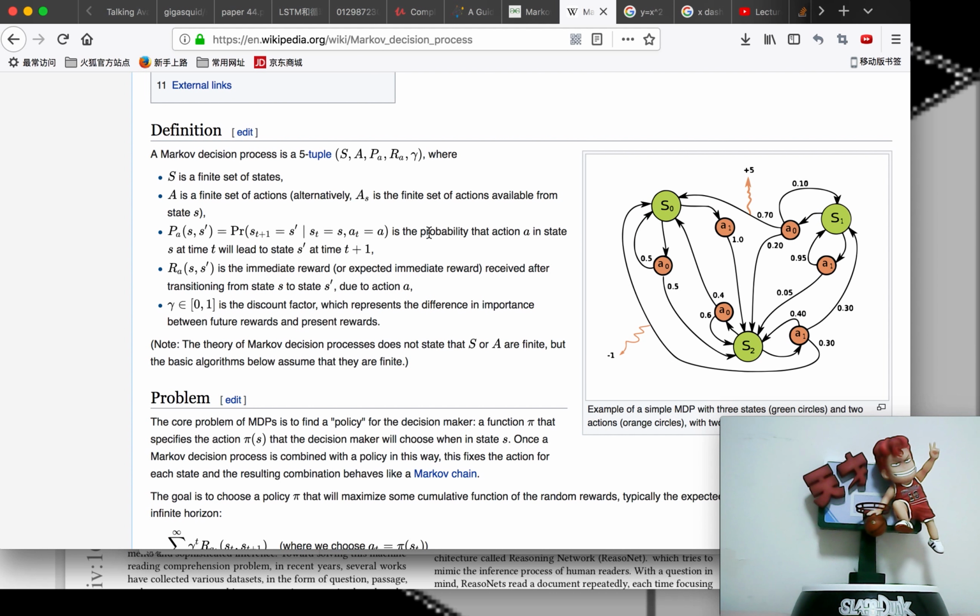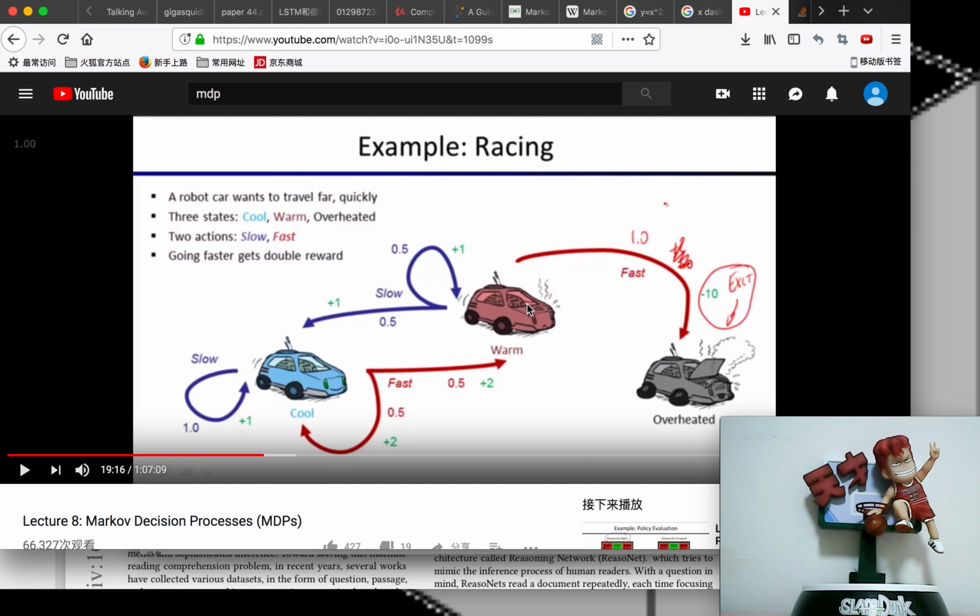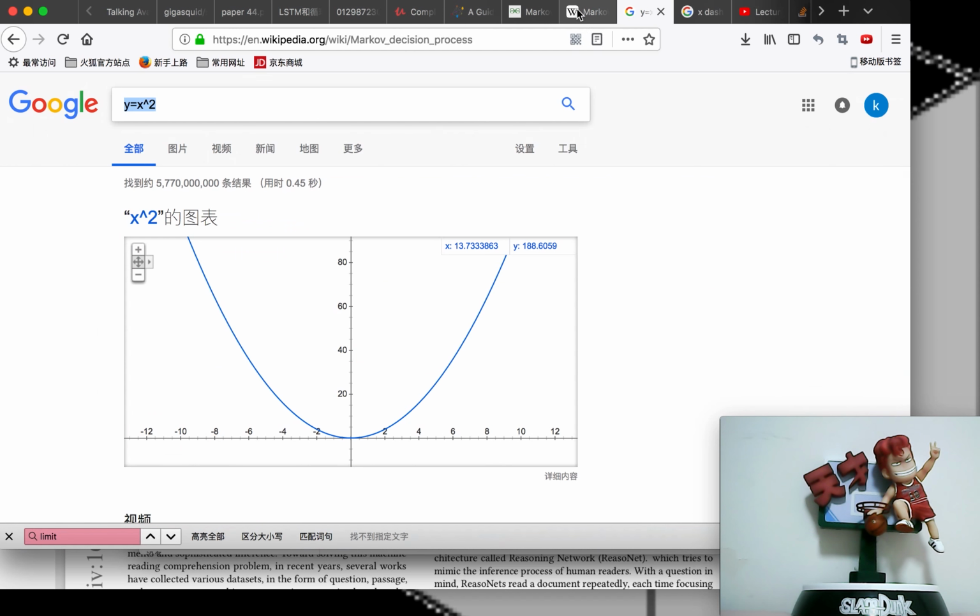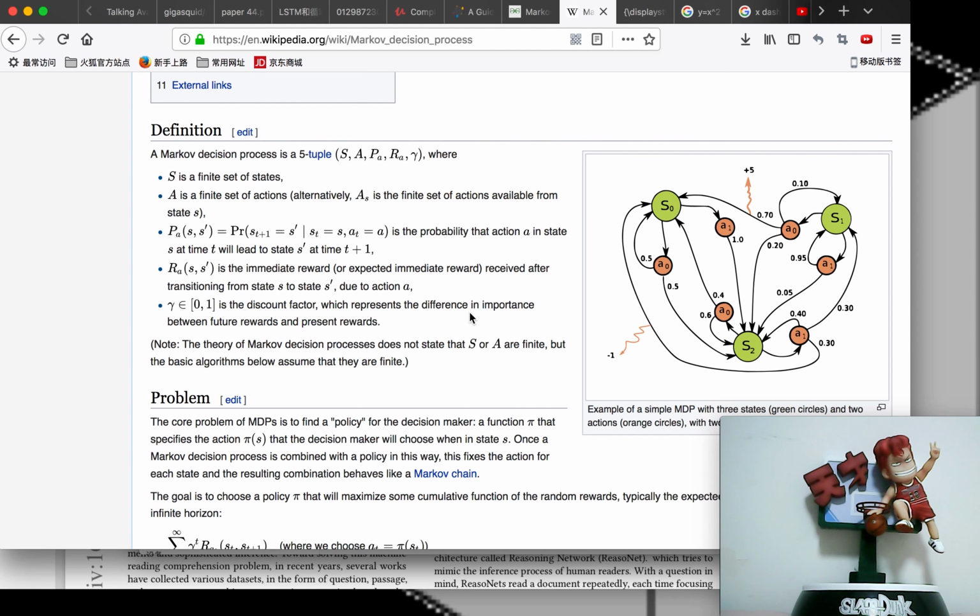And this is the probability that action A in state S at time t will lead to state S prime at time t plus 1. What does that mean? If you're in a warm state and you choose to take the action of driving slow, then you have a 50% probability of turning the car into a cool state, and also a 50% probability of keeping the car in a warm state. So that's the conditional probability. I think you understand this conditional probability if you have learned probability and statistics.